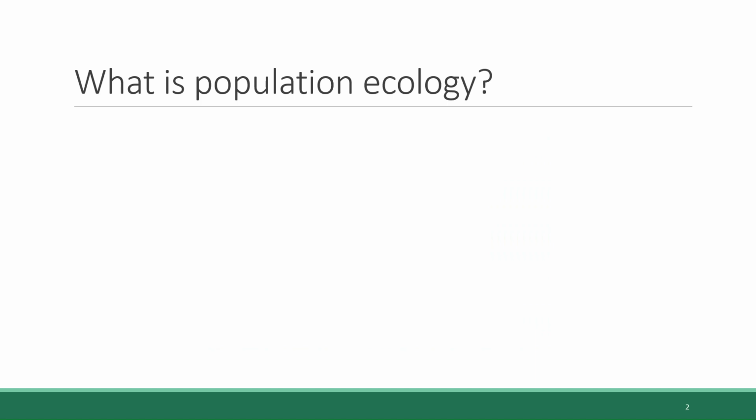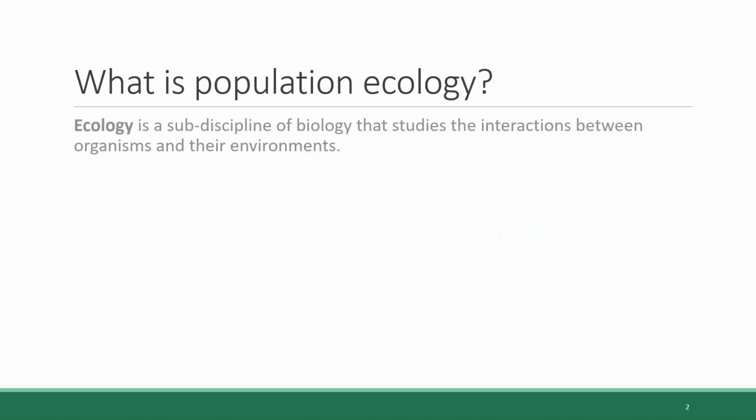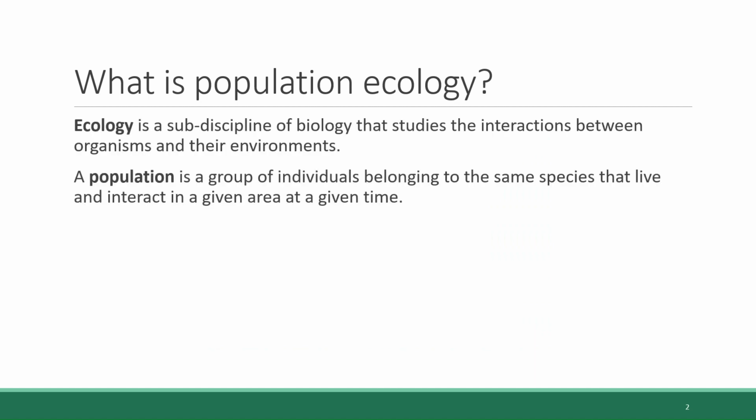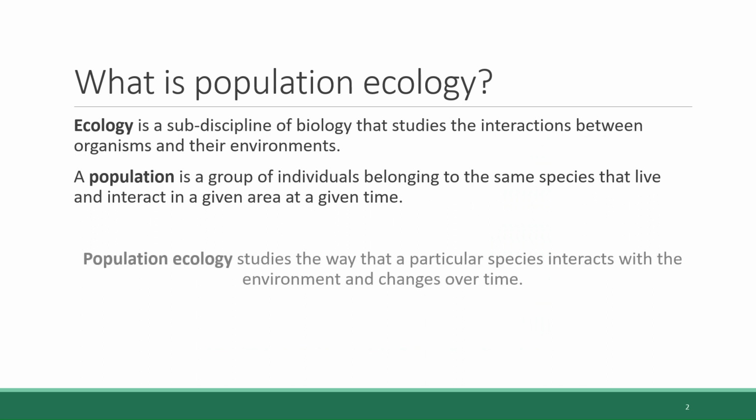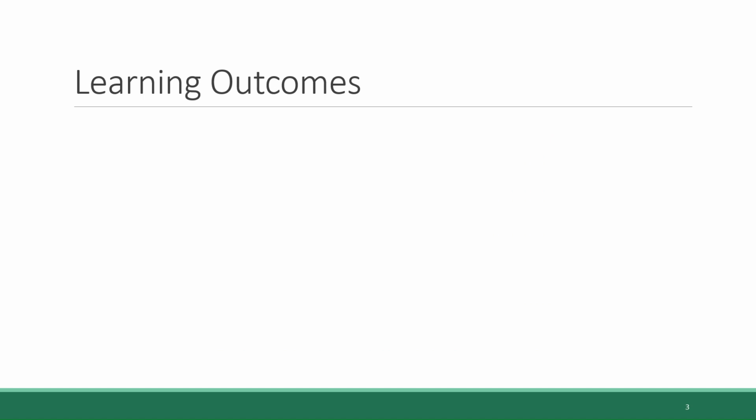What is population ecology? Well, ecology is a subdiscipline of biology that includes the studies and interactions between organisms and their environments. And a population is a group of individuals belonging to the same species that live and interact in a given area at a given time. Therefore, population ecology is the science that studies the way a particular species interacts with the environment and changes over time.